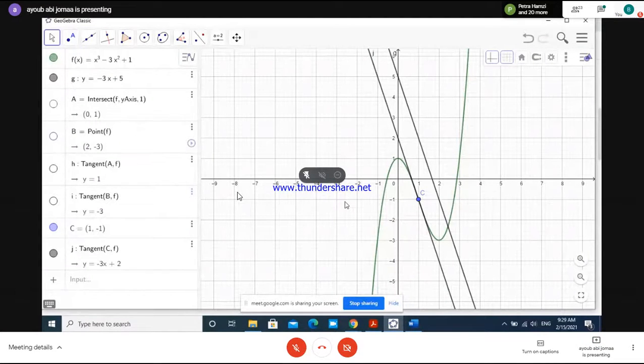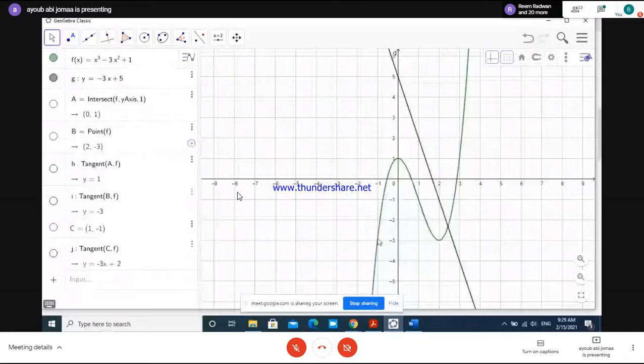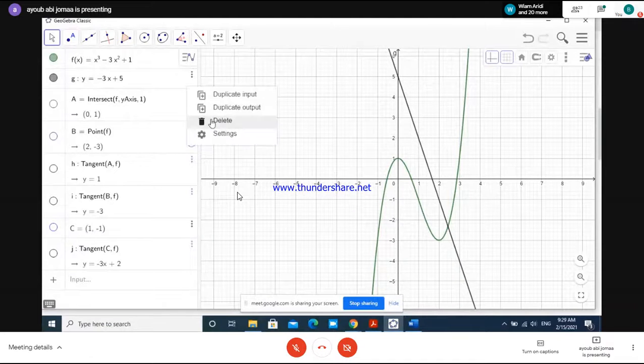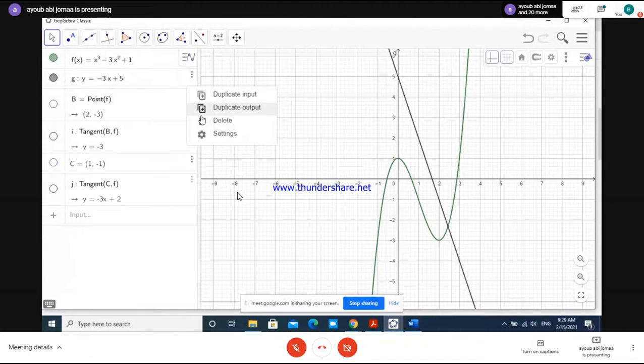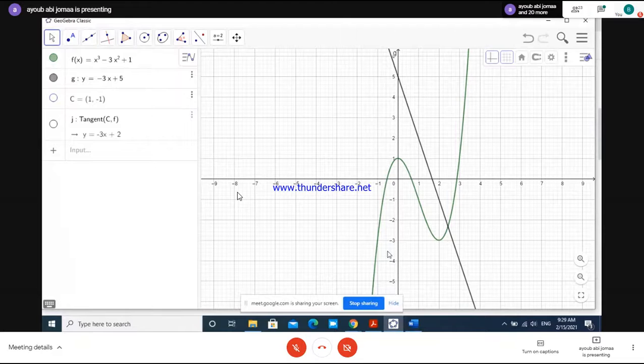Okay. Look here. You are given the line of equation y equal negative 3x plus 5. This is the line. According to our solution, the point has coordinates 1, negative 1. Here is the point 1, negative 1.